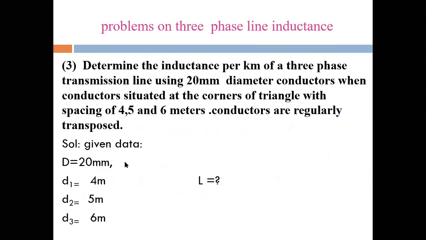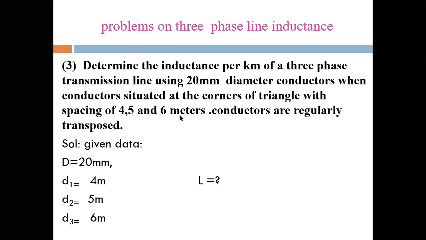Next, coming to the third problem. First, determine the inductance per kilometer of a three-phase transmission line system using 2 mm diameter conductors, when the conductors are situated at the corners of a triangle with spacing of 4, 5, 6 meters.